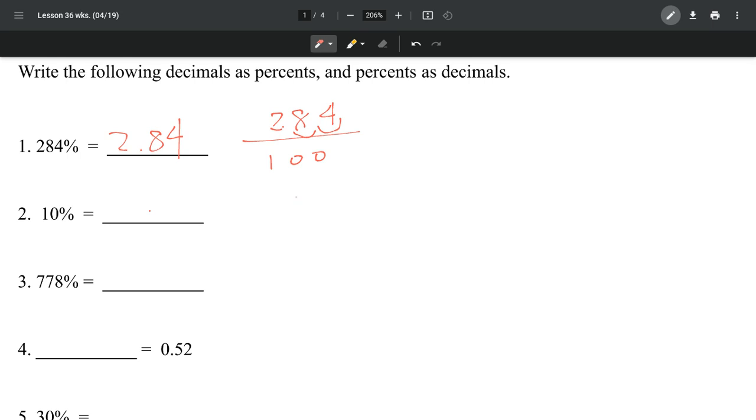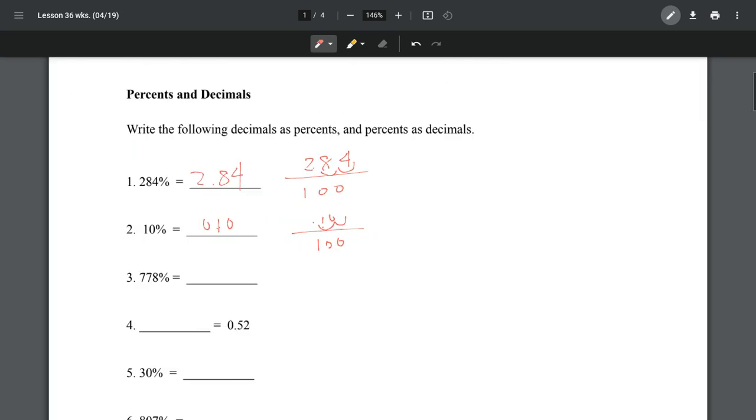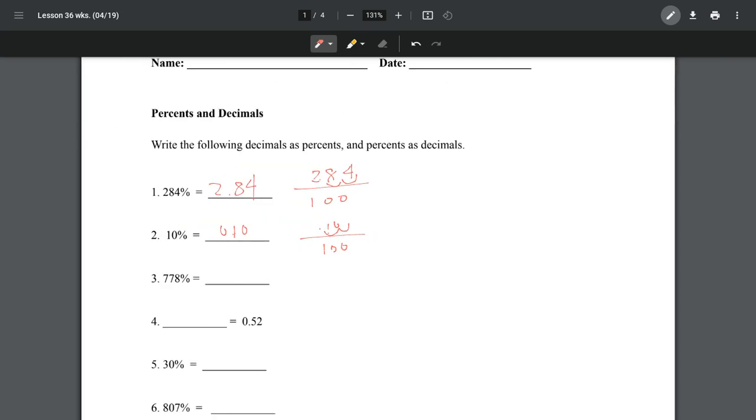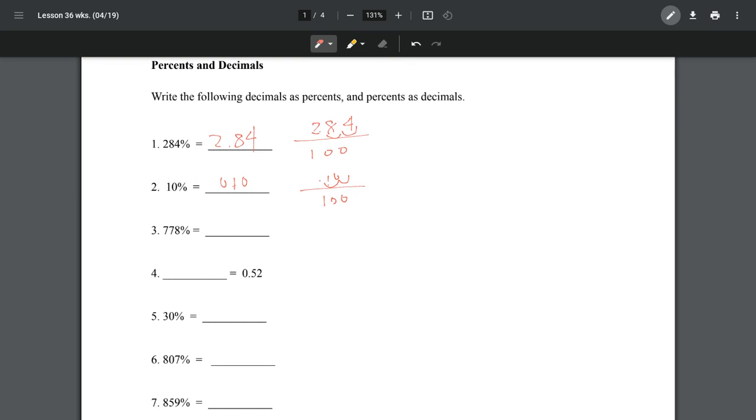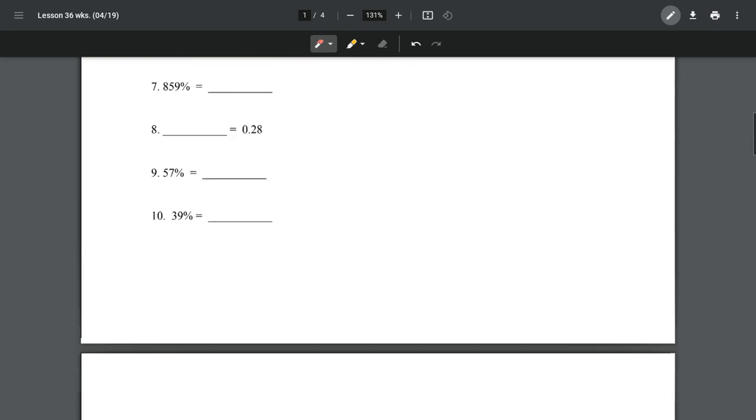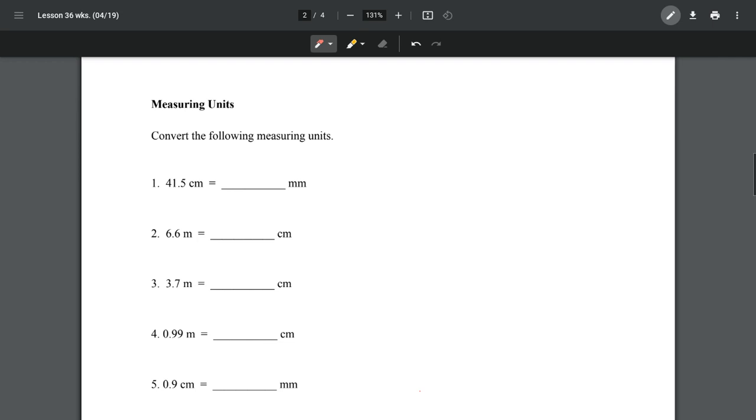Okay. How about number two? We have 10%. And that could be written as 10 over 100. And 10 divided by 100, move the decimal point 2 times to the left. And we get 0.10 or just 0.1. Okay, so that's it. Try the rest on your own, and let's move on.